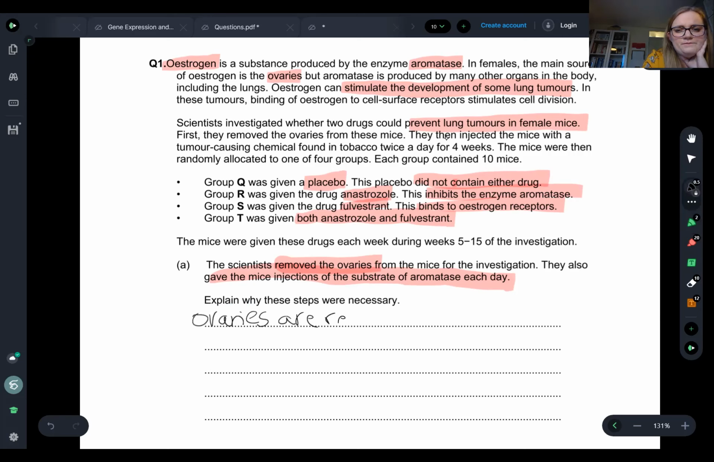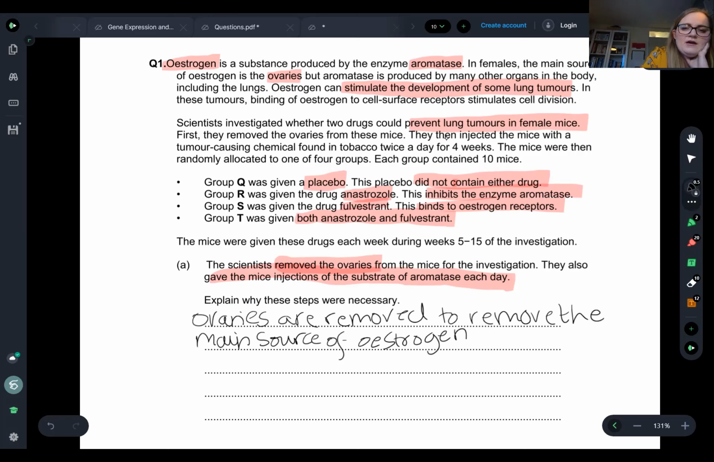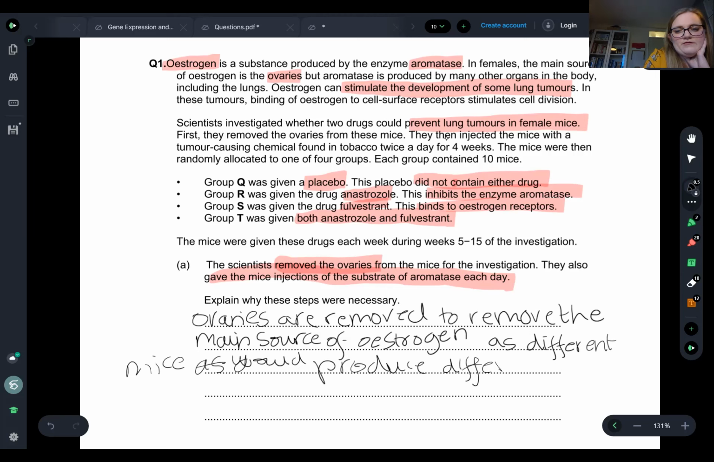Ovaries are removed to remove the main source of estrogen, as different mice would produce different levels. So that would get you 1 mark. You've answered that first part, 1 mark.